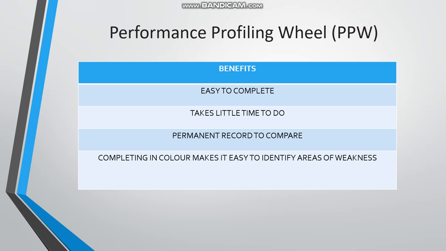Obviously, it's easy to complete. Anyone could complete it, I think. It doesn't take a lot of time to do. It's a permanent record that you can compare to your previous performance profile wheels. And if you complete it in colour, it can make it easier to identify areas of weakness. Even if you don't do it in colour, it's easy to identify areas of weakness because you can see the different heights throughout the different skills.